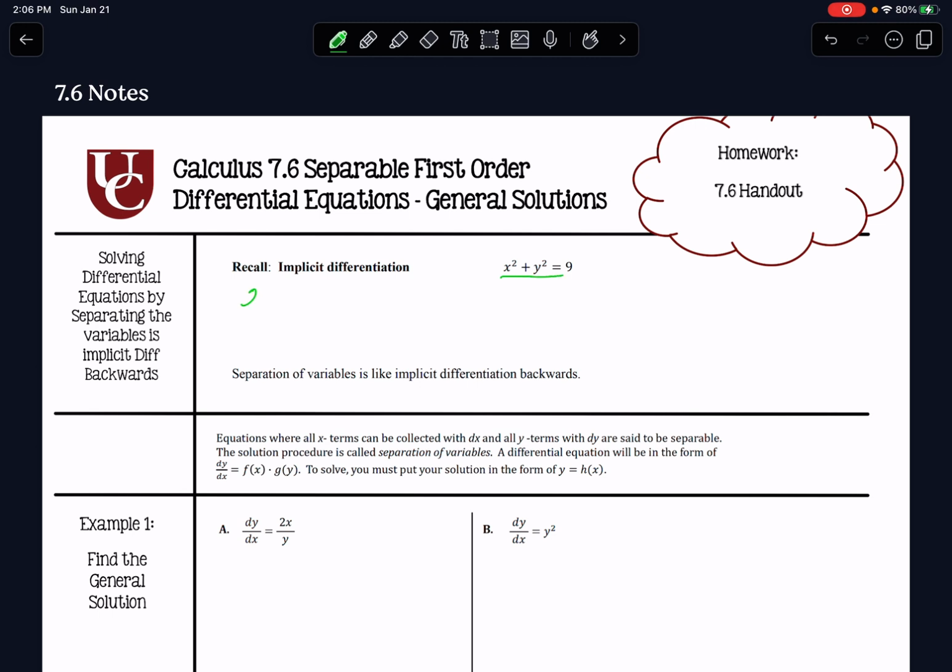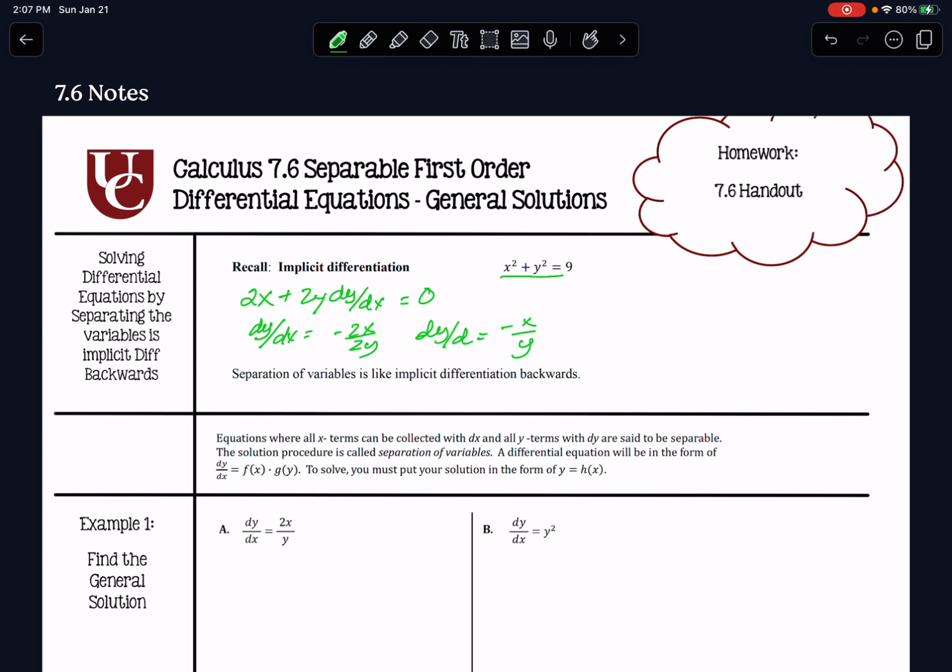So this would be 2x, and we'll solve for dy dx. So 2x plus 2y dy dx, and then the derivative of 9 is 0. So we take the derivative of everything with respect to x. Now then we solve for dy dx. So we say dy dx is negative 2x over 2y. So dy dx came out to be negative x over y.